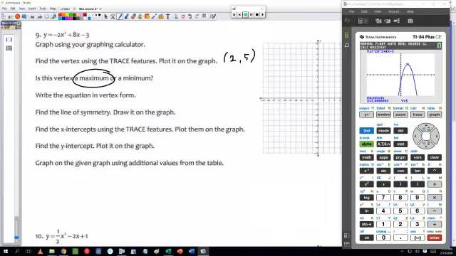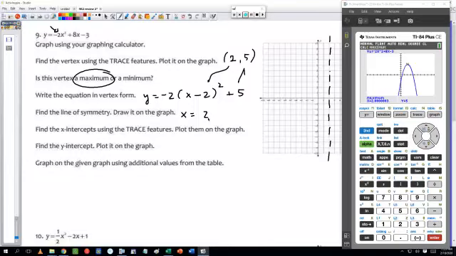Vertex form. Be careful, you have an a value. Y is equal to that a value, x minus 2, remember opposite. Don't forget your square, plus 5, exactly. Line of symmetry. That is an x line that is going to go through your vertex. 2, 5 is here. So your line of symmetry will be right here, a vertical line, x is equal to 2.